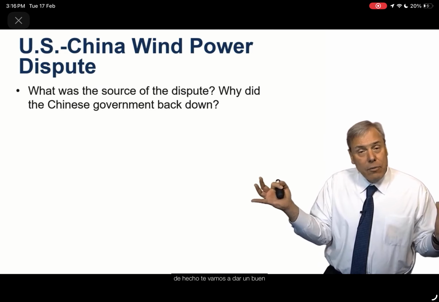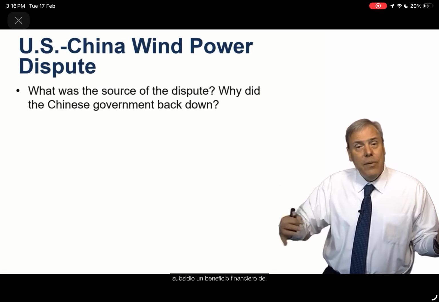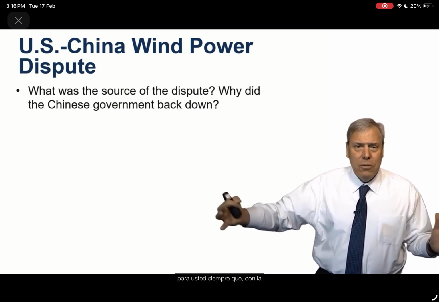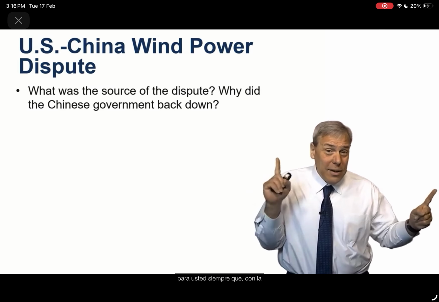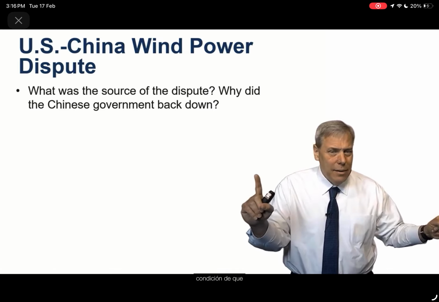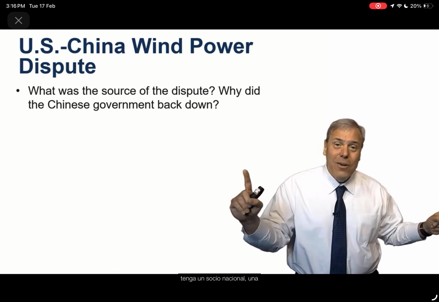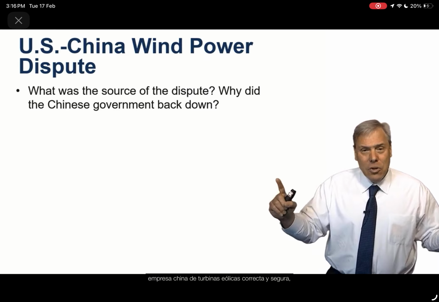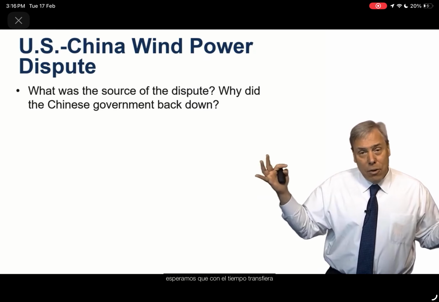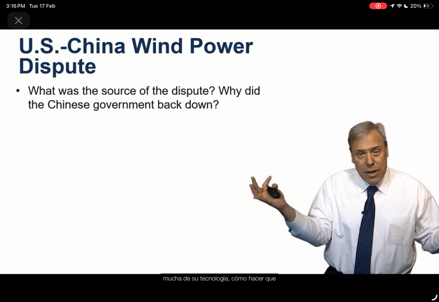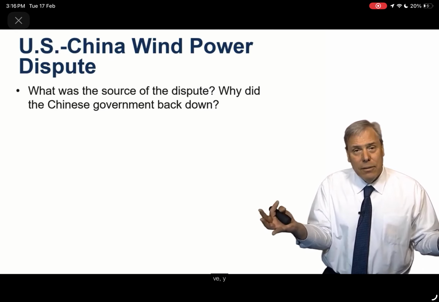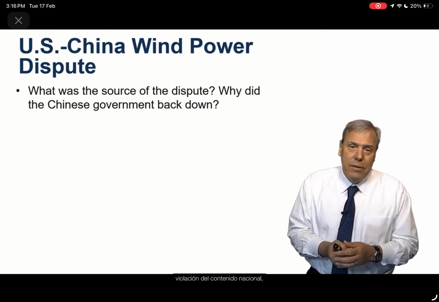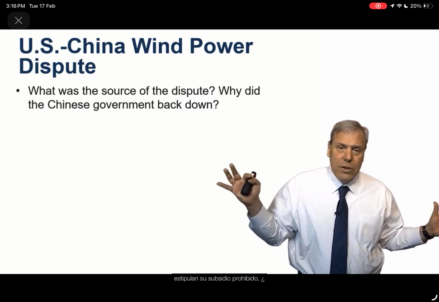But guess what? In fact, we're going to give you a nice subsidy, a financial benefit from the Chinese government. Really big, generous payout to you. Provided, on the condition, contingent upon you having a domestic partner, a Chinese wind turbine company, right? And sure, you can have the majority benefit, but we'd expect that over time you would transfer a lot of your technology, how to make these wind turbines, to your Chinese partner, you see? And so this is clearly a violation of the domestic content provision, the prohibited subsidy.